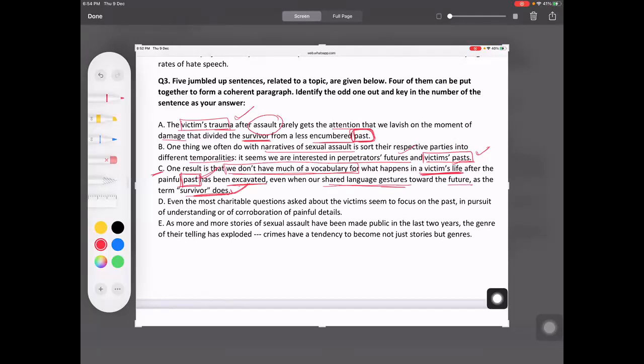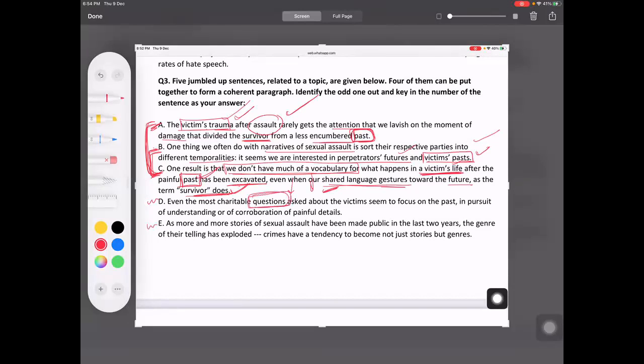Okay, so you can say these are related, but we can't make any connection between the A option and C option. But yes, C has a connection with B. Okay, because they are saying that we have the stories to narrate that, but we don't have much vocabulary. Ultimately, these are related. Okay, and then C is directly related to A, because they're also talking about the same thing, that the victim's trauma after assault doesn't get attention because we don't have vocabulary for that. Okay, so now we have to focus on the D part and the E part. D says even the most charitable questions asked about.